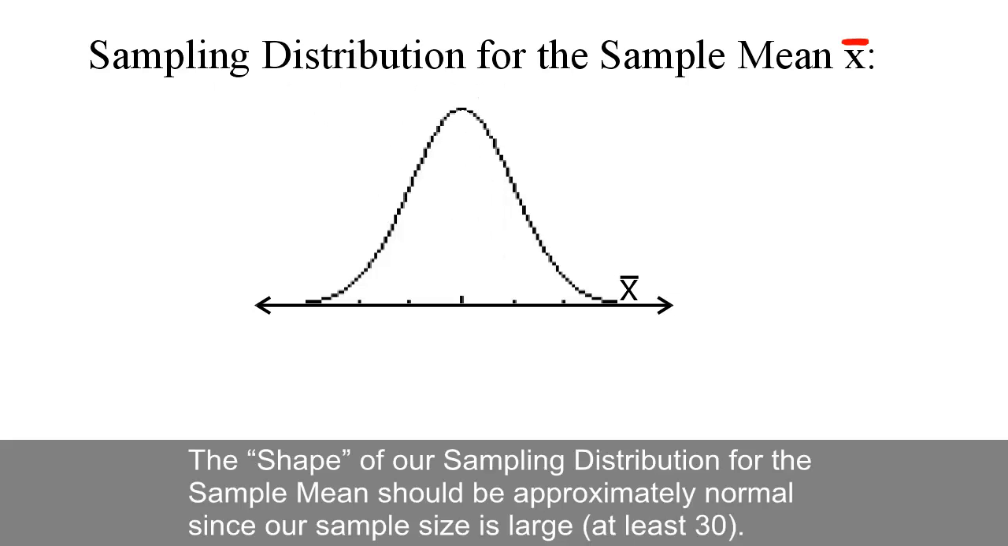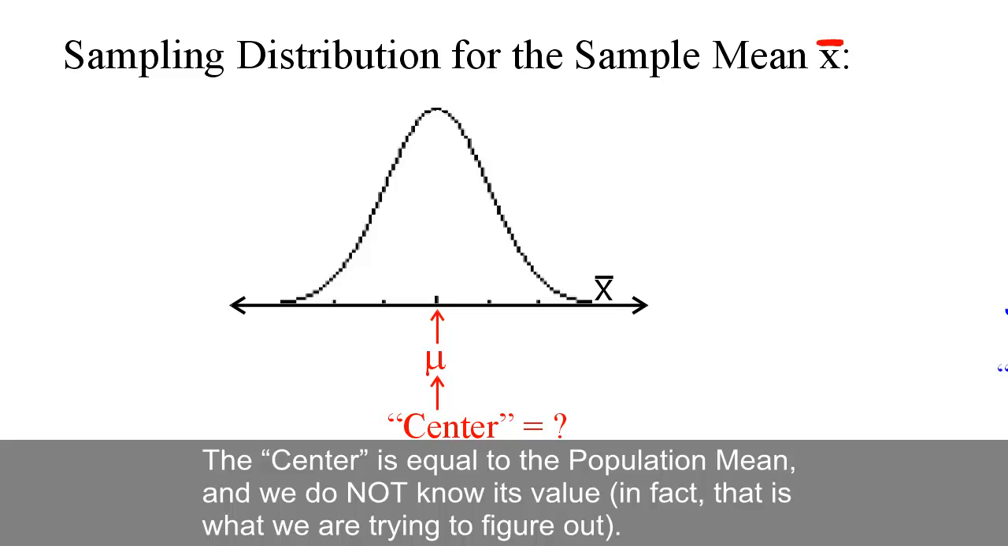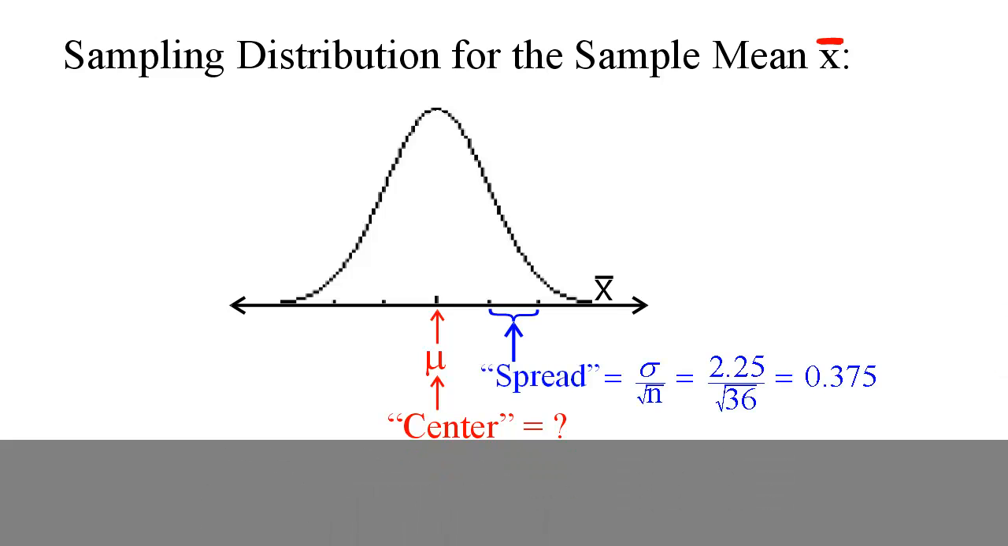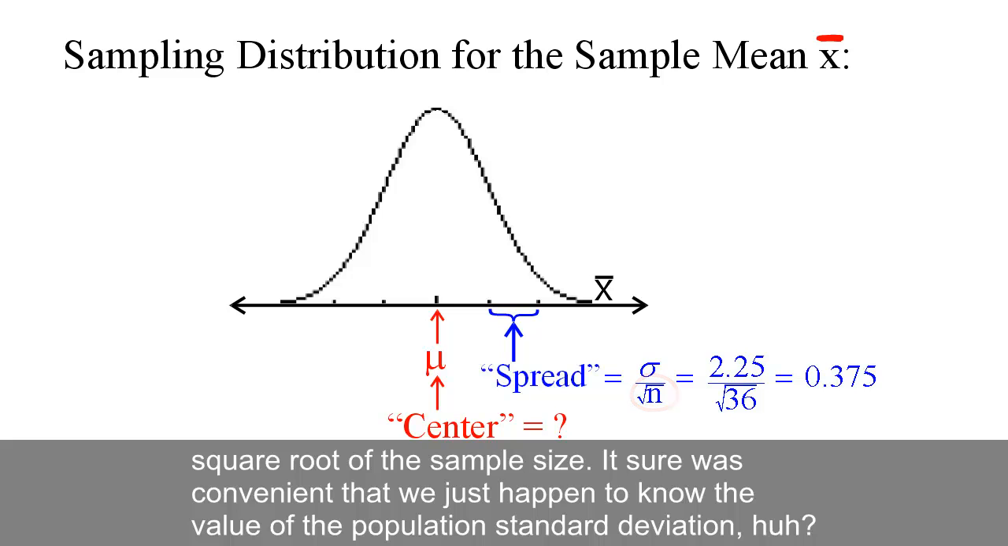The shape of our sampling distribution for the sample mean should be approximately normal since our sample size is large, at least 30. The center is equal to the population mean, and we do not know its value. In fact, that is what we are trying to figure out. The spread we do know thanks to the hard work of those smart mathematicians. It's the population standard deviation divided by the square root of the sample size. It sure was convenient that we just happen to know the value of the population standard deviation, huh?